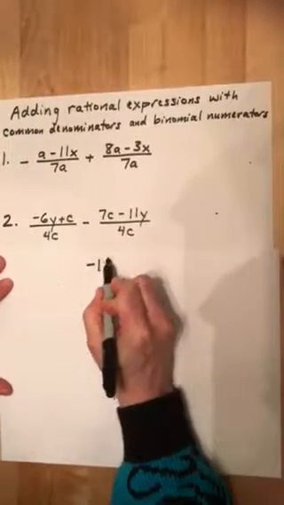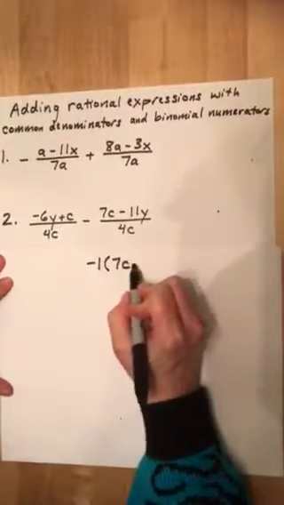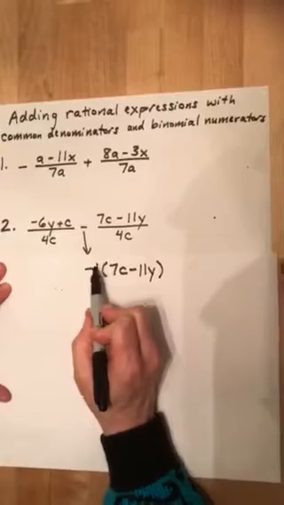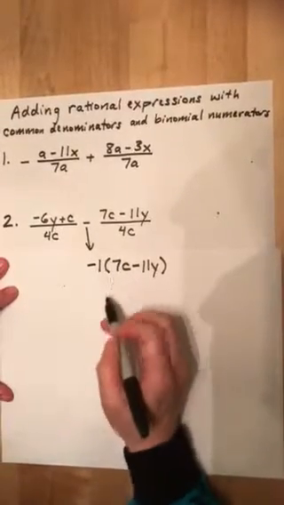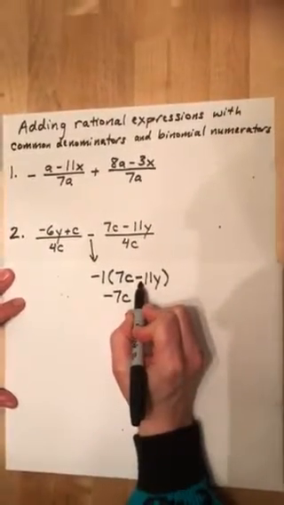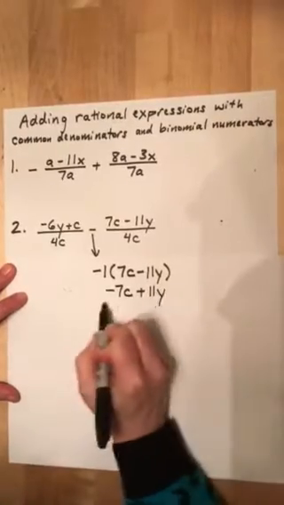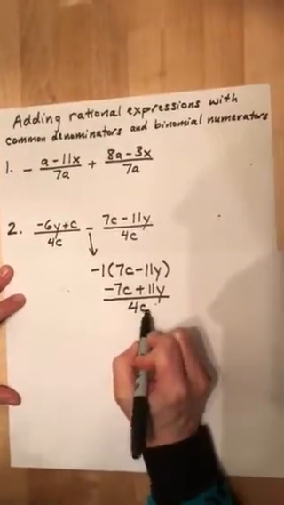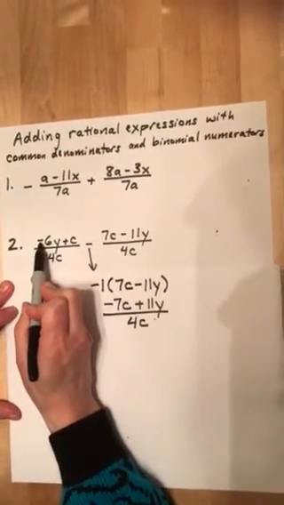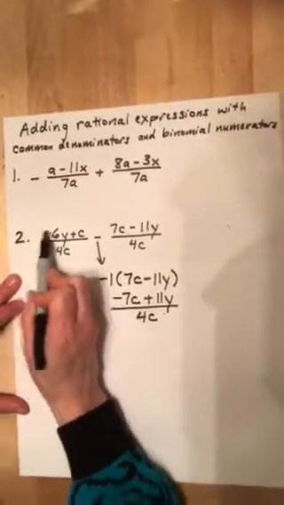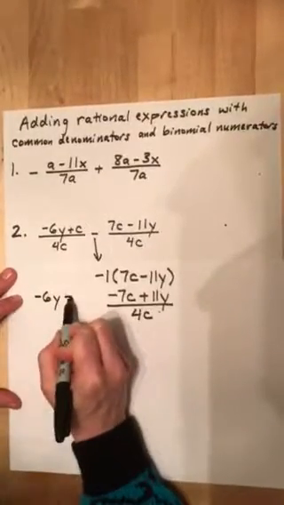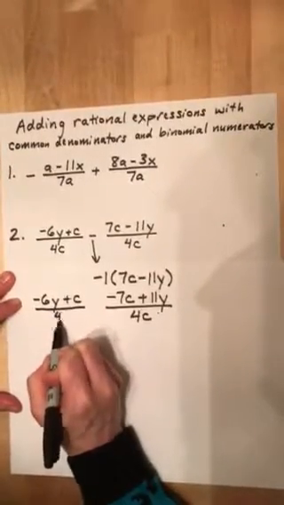So let's rewrite that as negative 1 on the top times 7c minus 11y. So this negative is being applied to both of those terms. So negative 1 times 7c would be negative 7c, and the negative 1 times negative 11y is positive 11y. Okay, so that's over 4c. Our first fraction, here it does have a negative, but you notice that this negative is only in front of the 6y. It doesn't apply to the entire fraction, only to this term. And so we can just write negative 6y plus c over 4c.